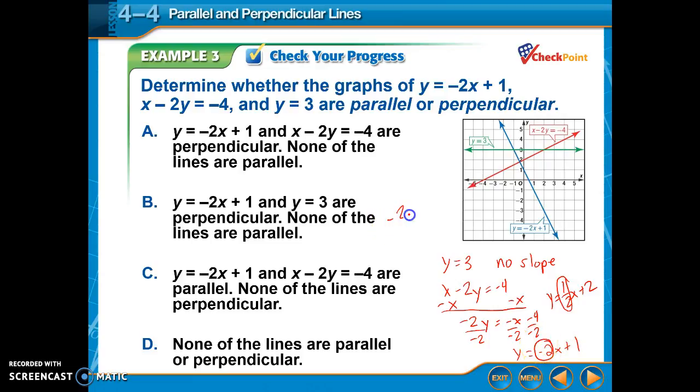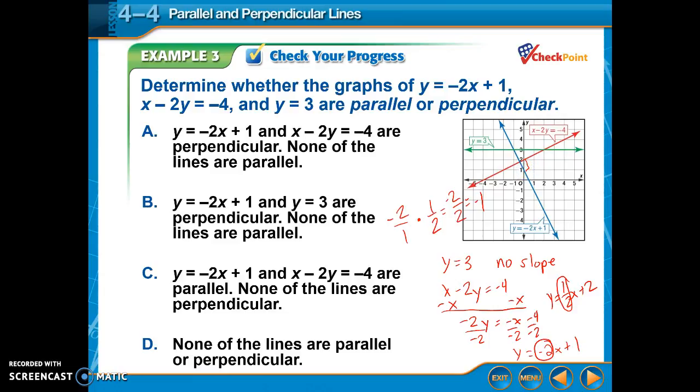So I'm going to take negative 2, remember negative 2 as a fraction is negative 2 over 1, and I'm multiplying that by 1/2. We multiply fractions straight across, so negative 2 times 1 is negative 2. 1 times 2 is 2, and negative 2 divided by 2 is negative 1. So we know that the red line and the blue line are perpendicular. They do form right angles.